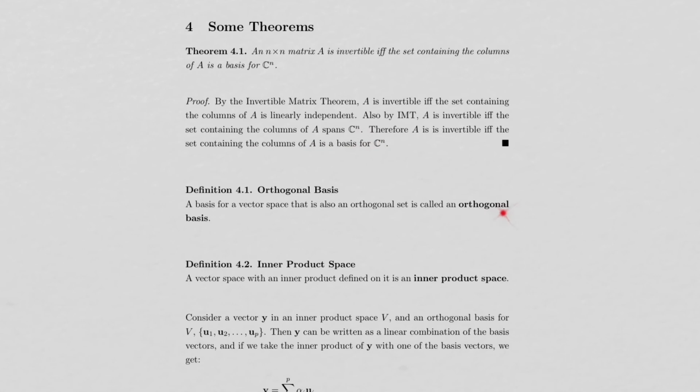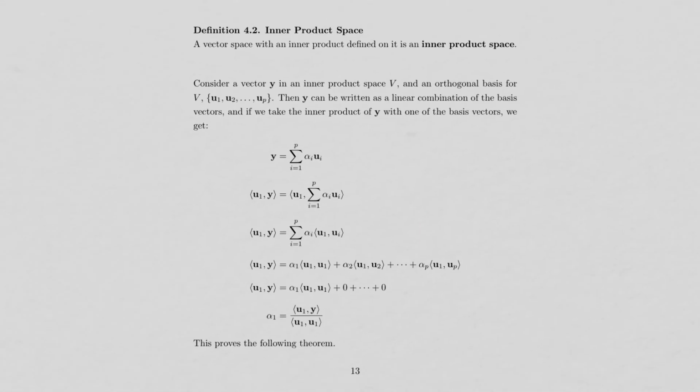An orthogonal basis is a basis that's also an orthogonal set. So remember, an orthogonal set of vectors means that every vector in the set is orthogonal to every other vector in the set, and orthogonal means the inner product of those two vectors is 0. We say that a vector space that has an inner product defined on it is an inner product space, and it turns out that inner product spaces are really useful, as we can see here. So let's say I've got a vector y in an inner product space V. So some inner product is defined on that vector space V.